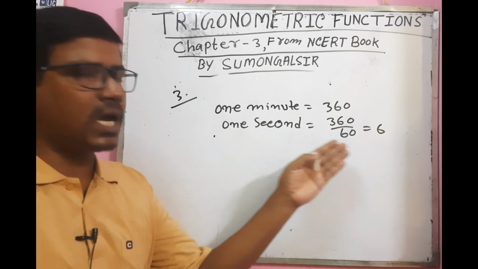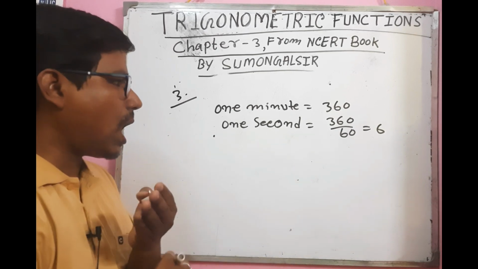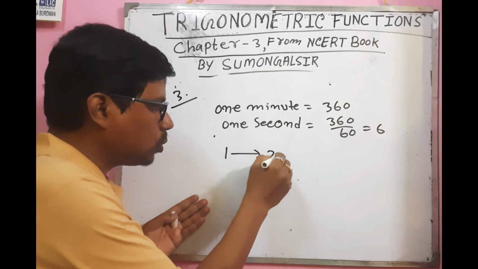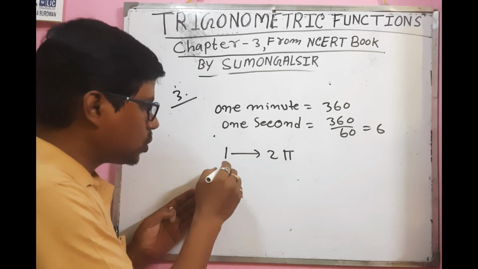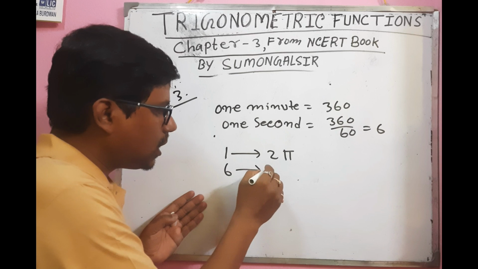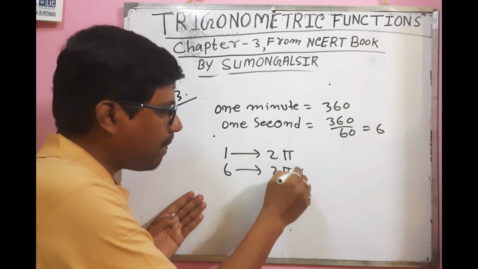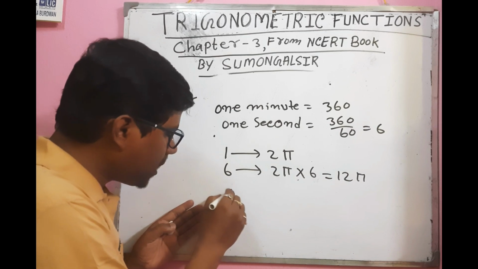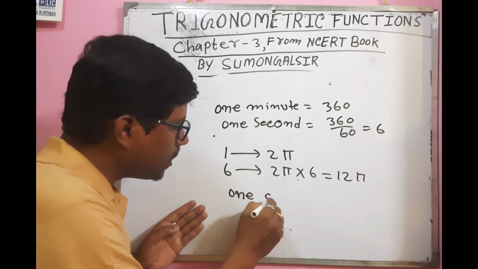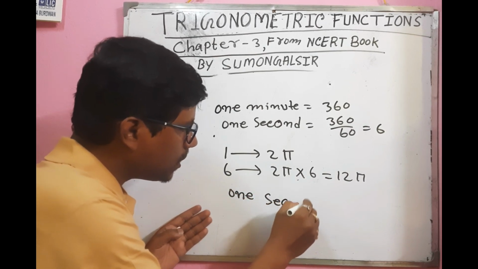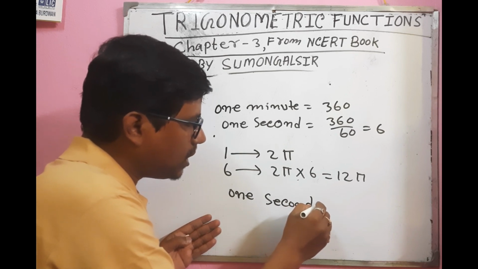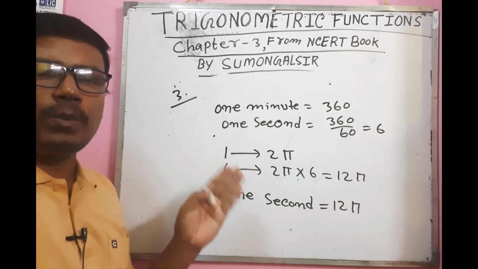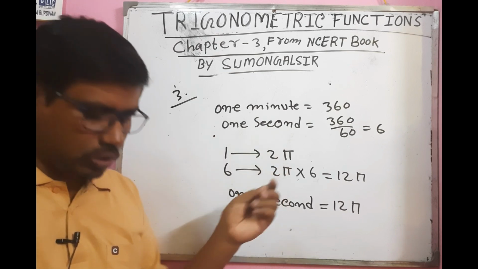So 1 second is 6 revolutions, and we know that 1 revolution is 2 pi radians. So 6 revolutions is equal to 2 pi multiplied by 6, that is 12 pi. So in 1 second, the wheel turns 12 pi radians. So this is the completion of the third. Now we move to the fourth.